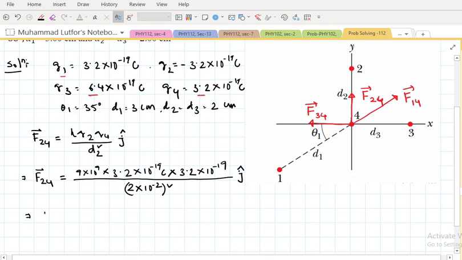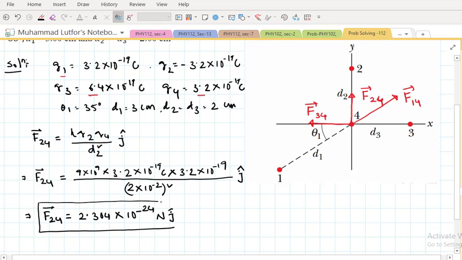Fine, then if you do some algebraic calculation, you will find that F24 would be 2.304 times 10 to the power minus 24 newton j hat. So this is the value of F24.